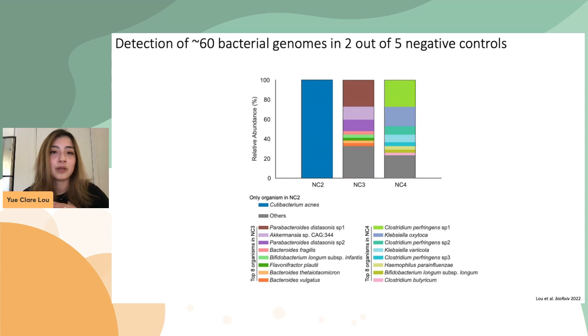Here I'm showing you a closer look. I'm plotting the top 8 most abundant organisms. Just by looking at the species names, it seems like the majority of the genomes detected in NC3 and NC4 look like common gut microbes. So to look for the sources of contamination detected in negative controls, we decided to look for near identical strains that were shared between the fecal samples extracted in this project and all the negative controls.